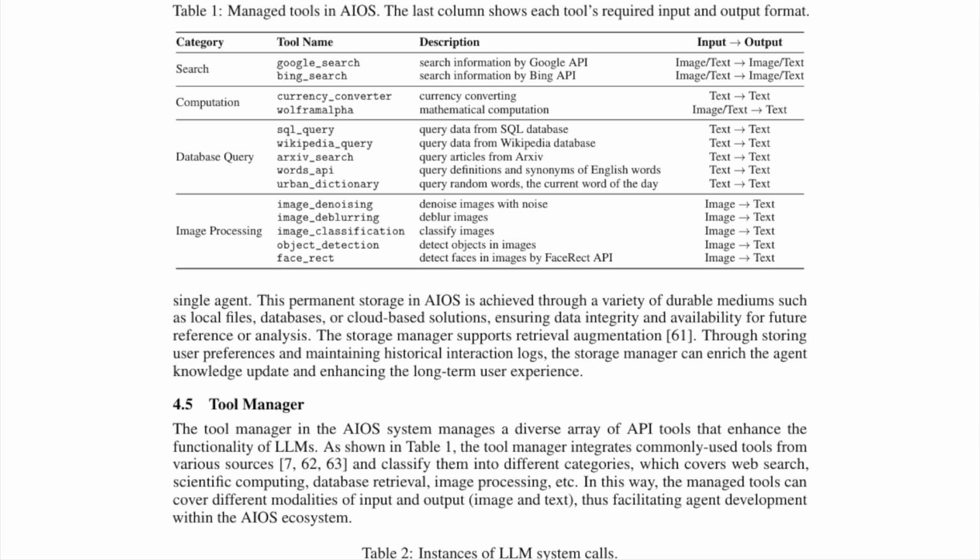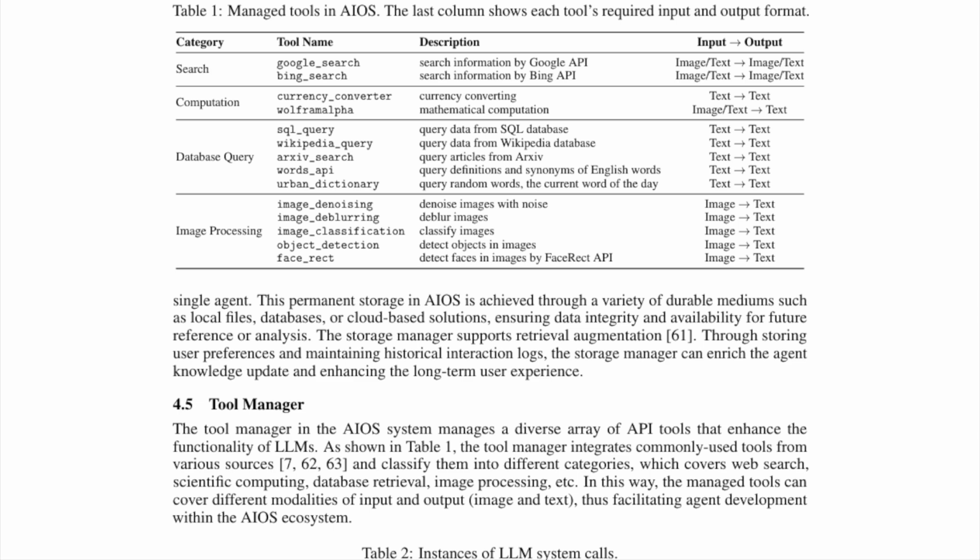Category: image processing. Tool name: Image denoising. Description: denoise images with noise. Input: image. Output: text. Category: image processing. Tool name: Image deblurring. Description: deblur images. Input: text. Output: text. Category: image processing. Tool name: Image classification. Description: classify images. Input: image. Output: text.